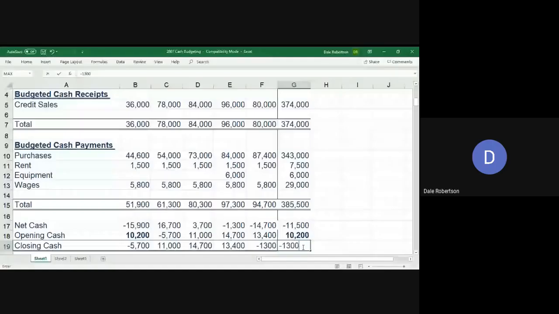Now, we do not bring that 1,300 up to the opening cash, because this is not the month of June. It's not the next month. Instead, you already have the opening cash in there. And if you do this sum here, minus 11,500 plus 10,200, in both places, you know that you've done that process correct.